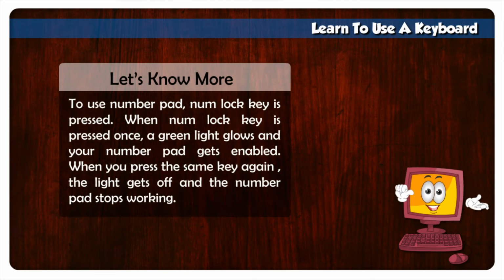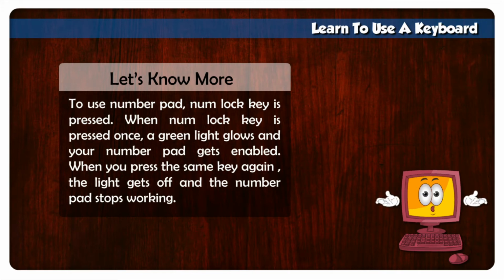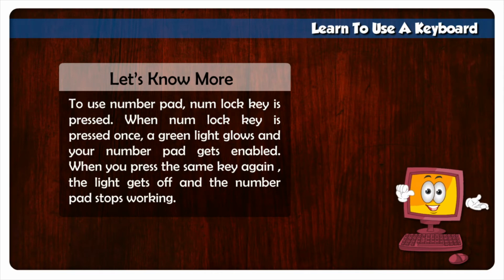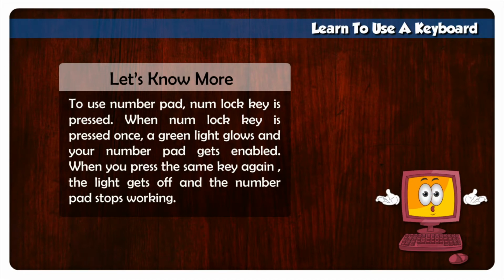Let's know more. To use number pad, numlock key is pressed. When numlock key is pressed once, a green light glows and your number pad gets enabled. When you press the same key again, the light gets off and the number pad stops working.